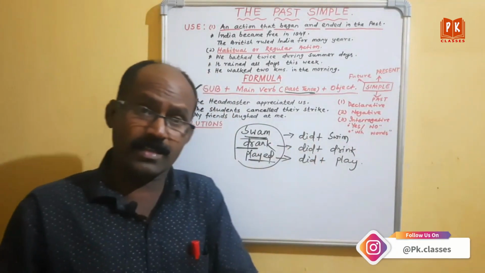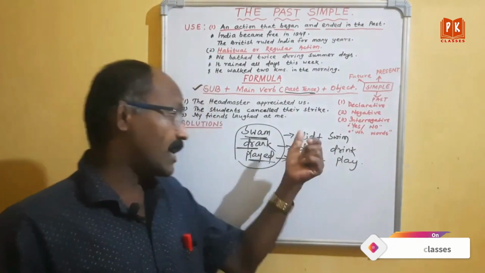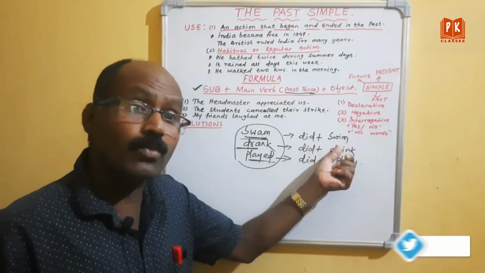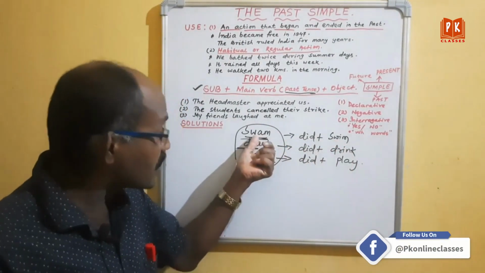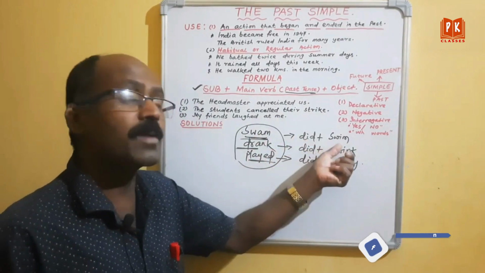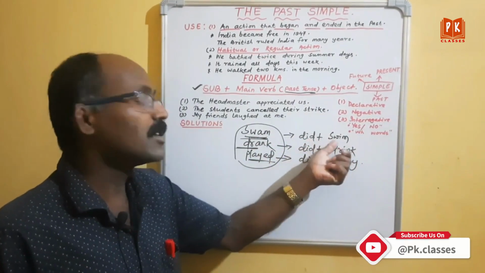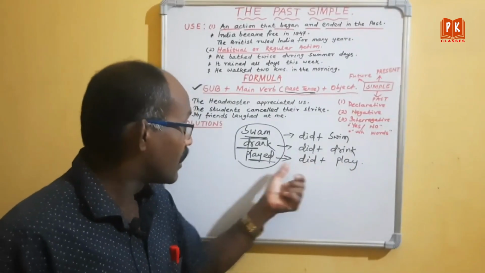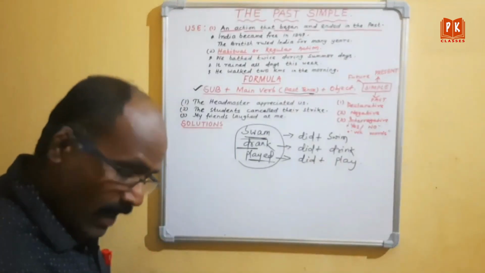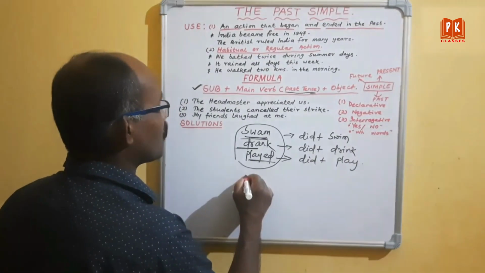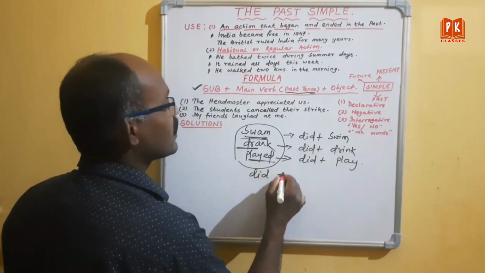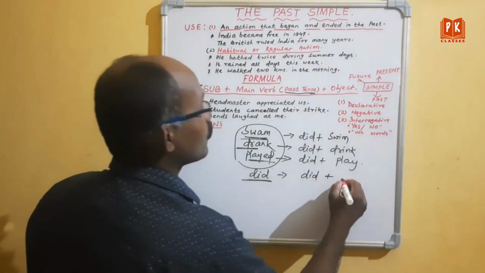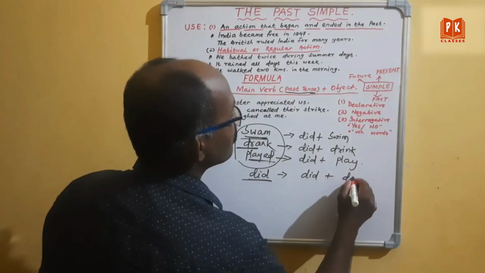In every past tense form of a verb, there is did. After did, what comes? The root verb. Swam means did plus swim. Drank means did plus drink. Played means did plus play. Just like do, did, done: did is past tense, so what is the root verb of did? The root verb of did is do.